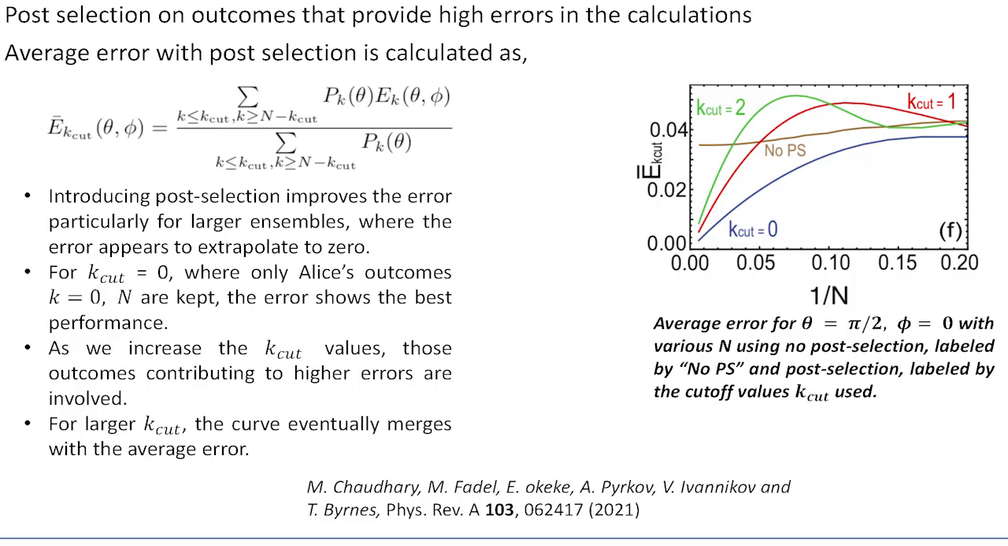We can also post-select those outcomes which are giving more errors. As we saw earlier, there are some outcomes for which the state is not the desired state. So we can just remove or post-select those outcomes so that their contribution doesn't count in calculating the overall error. And we see that if we plot the average error against the particle number, the error goes down.